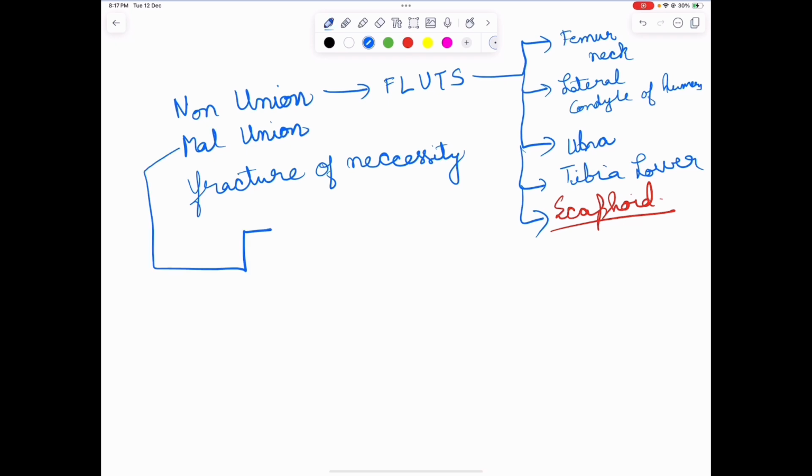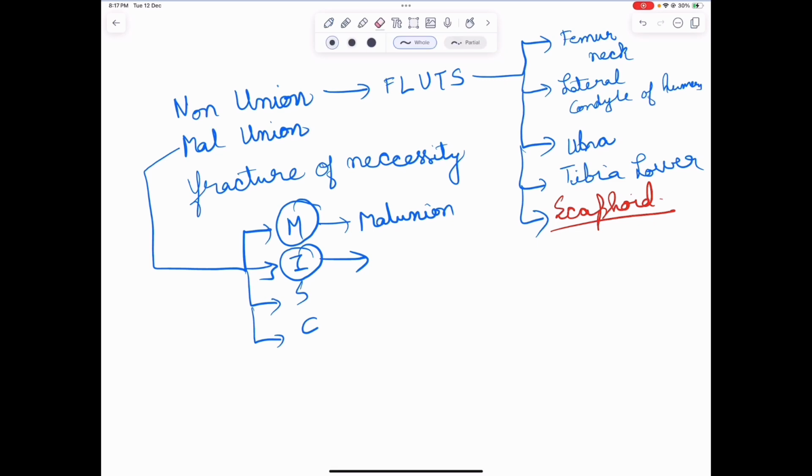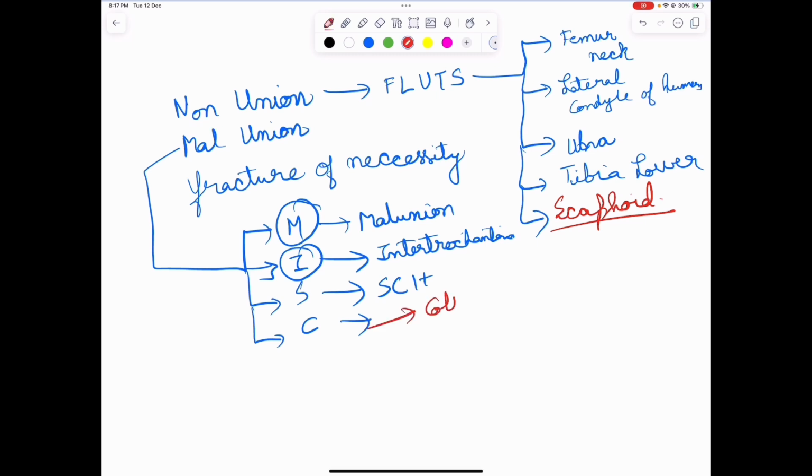For malunion, remember MISC. M for malunion, I for intertrochanteric fracture, S for supracondylar humerus fracture, and C has two meanings here: Colles fracture and clavicular fracture. So this is something that you will have to remember: non-union and malunion.